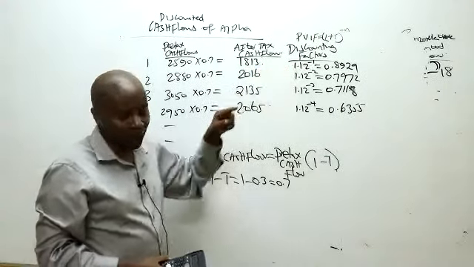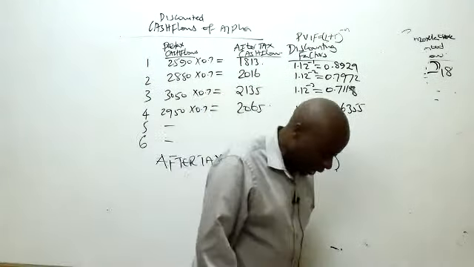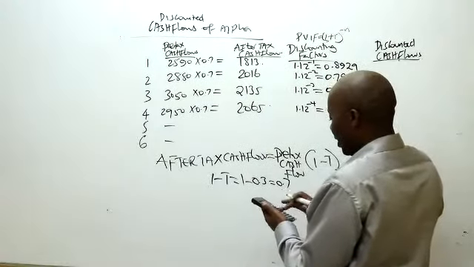Now, once I have my discounting factors, I will move with speed to multiply them with these after-tax cash flows, so that we can get the discounted cash flows. What do we have here at the end of the day? So the discounted cash flows, ladies and gentlemen, will be 18.